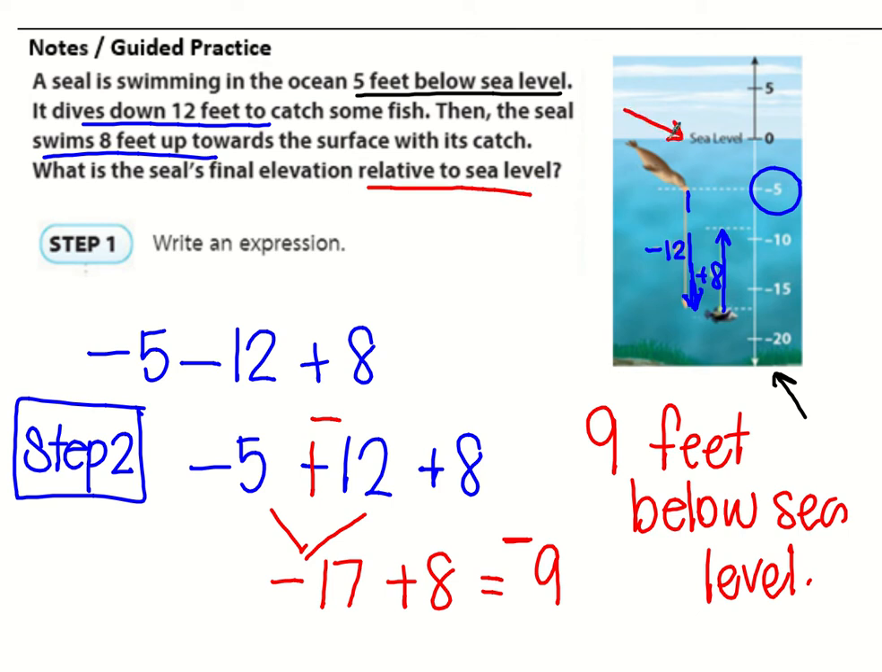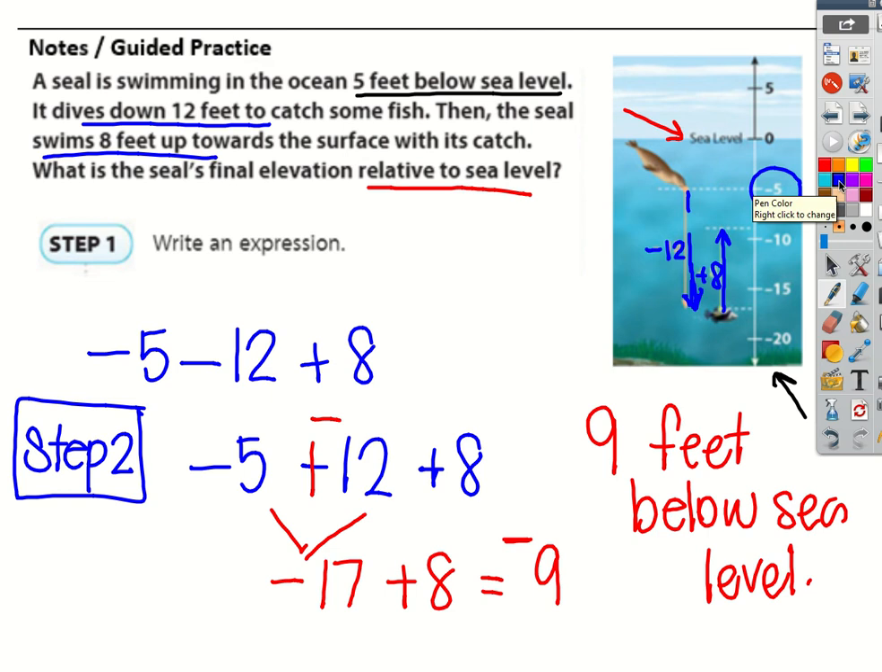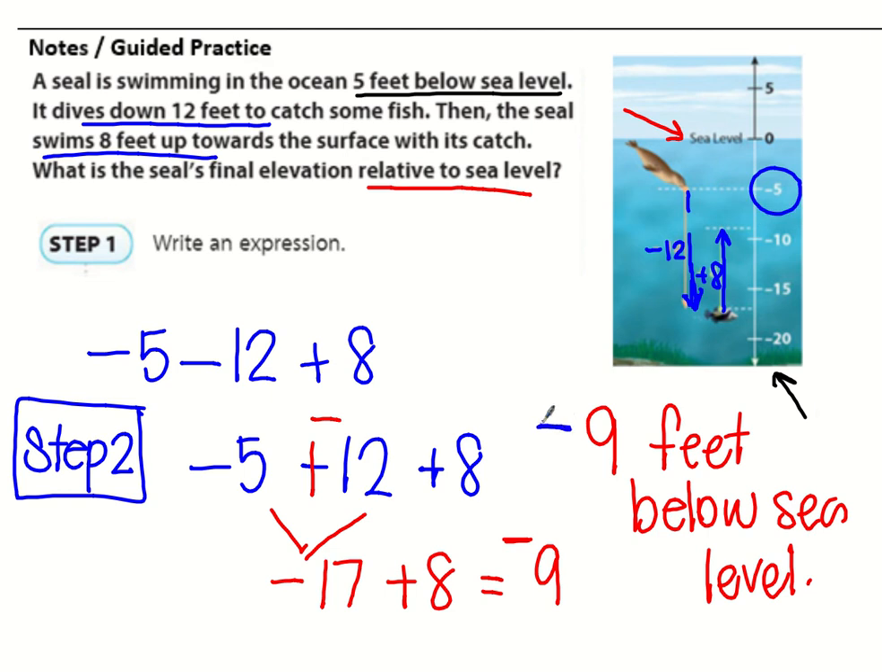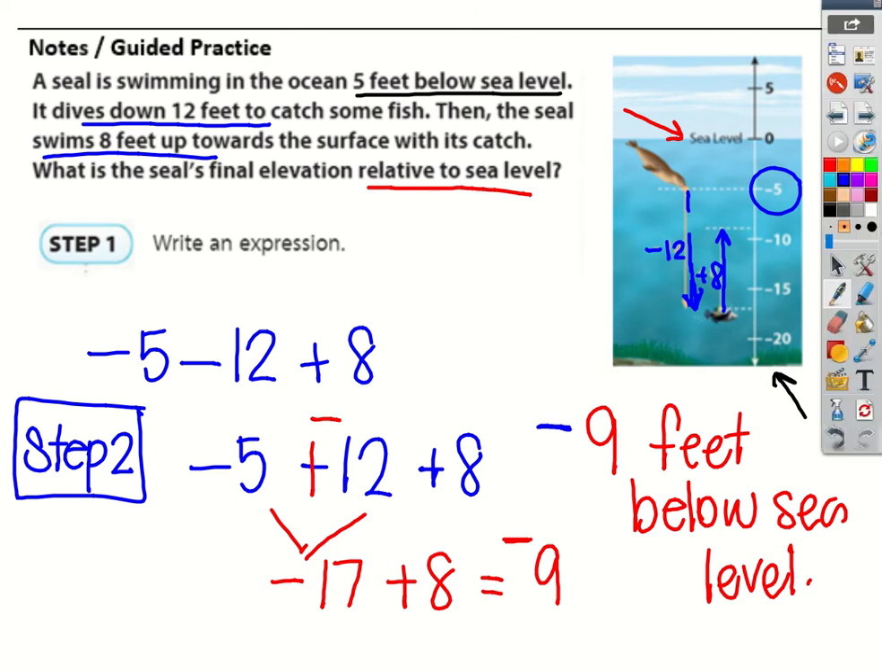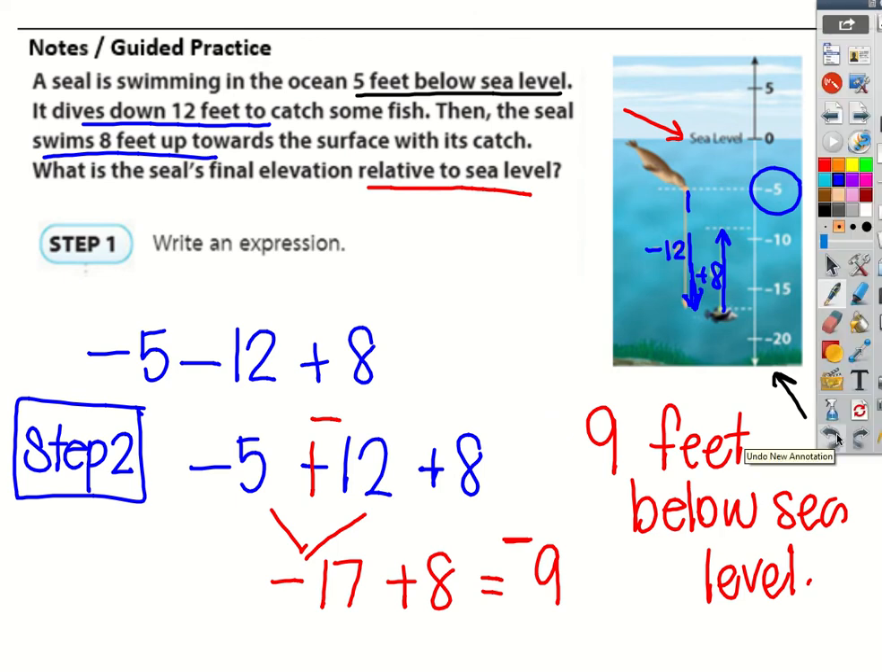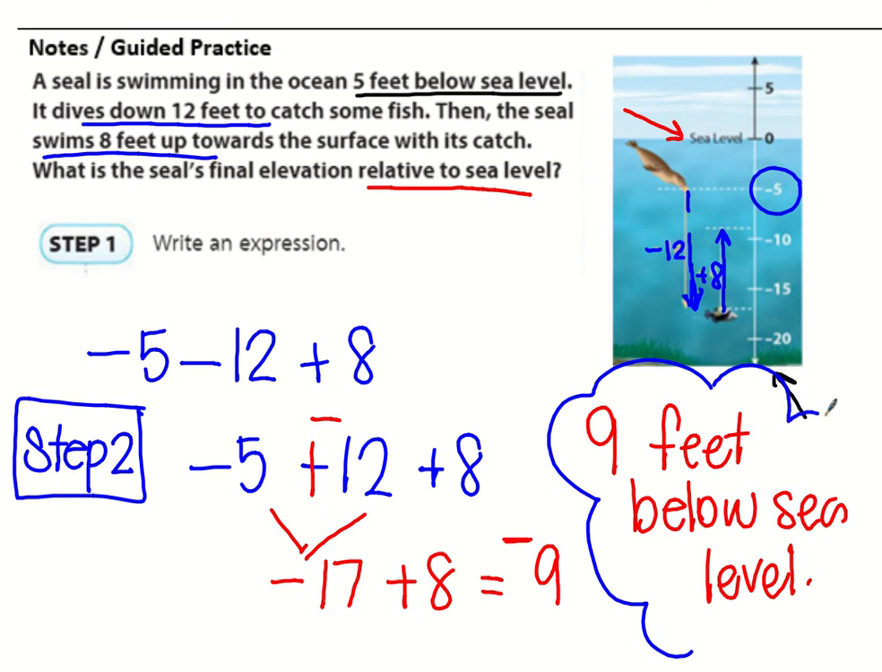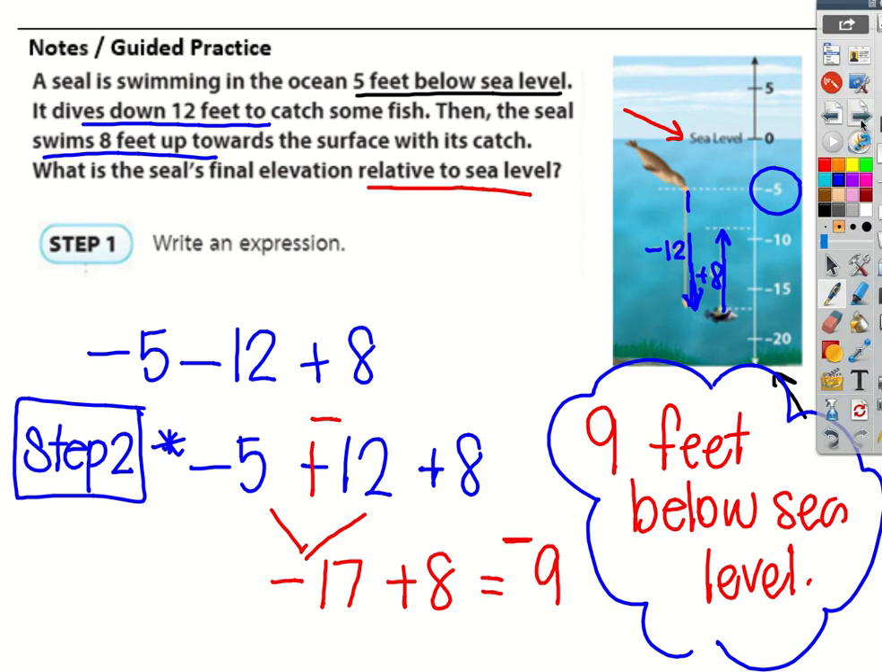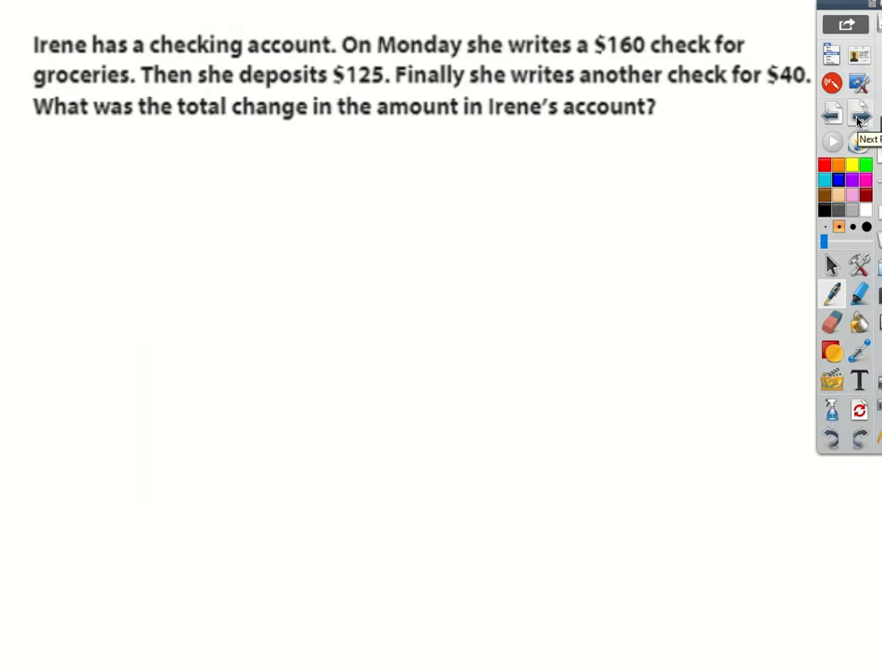So I would not want to say, I'm going to show you what you don't want to do. You don't say -9 feet below sea level, because that would be a double negative. The word below indicates that that is a -9. So your final answer should be just 9 feet below sea level. Okay? And then make sure, again, what's important is that you're following order of operations right here, and you're doing your addition and subtraction left to right.